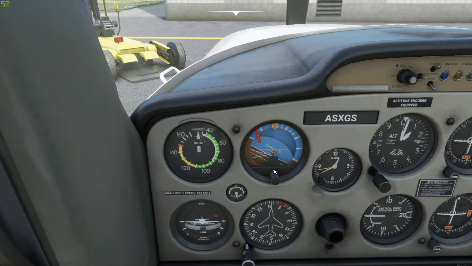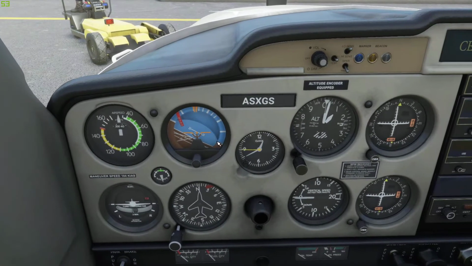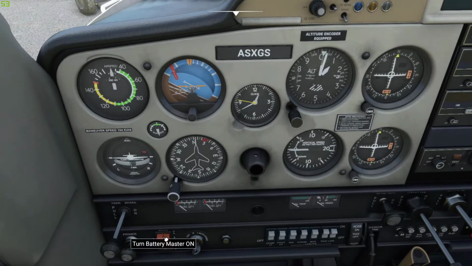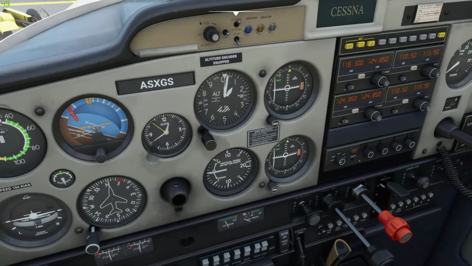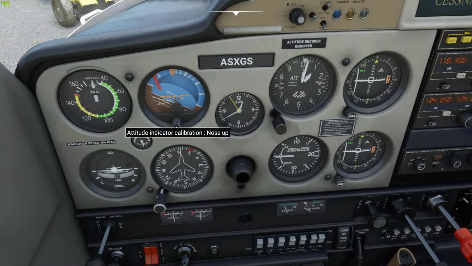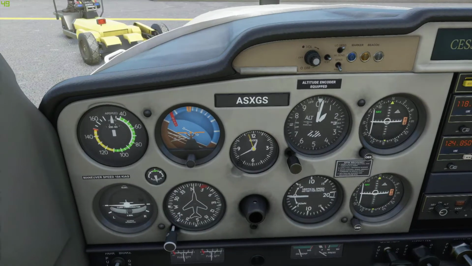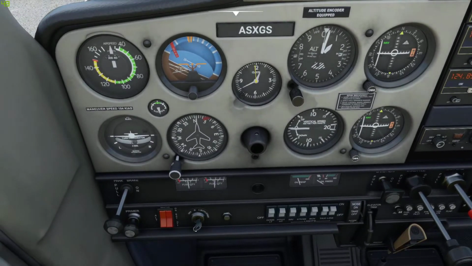This is our attitude indicator. We don't have the battery turned on right now, so it's a little weird. If we go ahead and turn on the battery, it might take a second to figure itself out, but you can see everything comes to life. And ideally what this thing would do is it would center itself. I don't know if it's going to do that, but that's ideally what it might do. It might take a second because this thing is a vacuum pump.